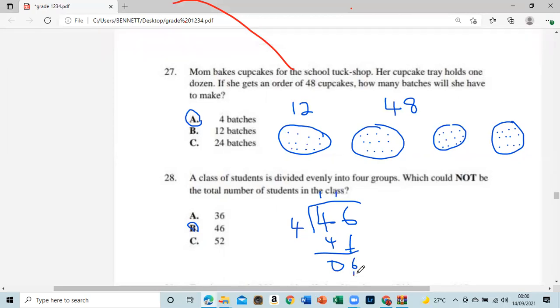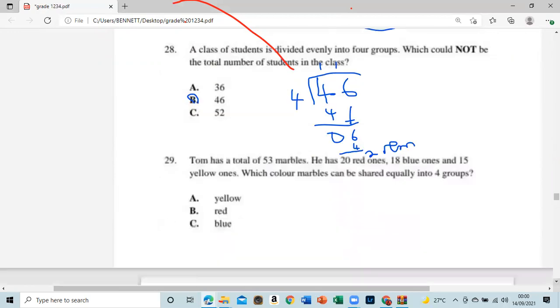And then 4 ones, 4. So when I subtract, I get 2, right? So remember that's the up top. You get a remainder, so that means it's not equal.